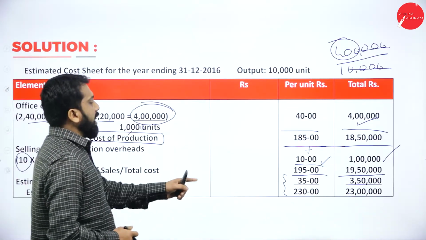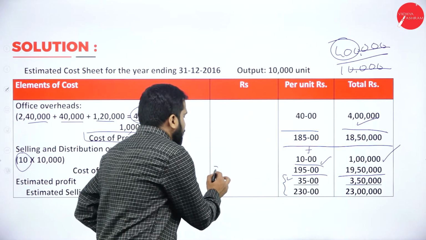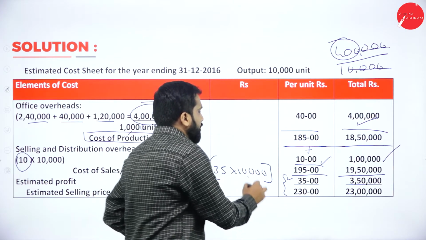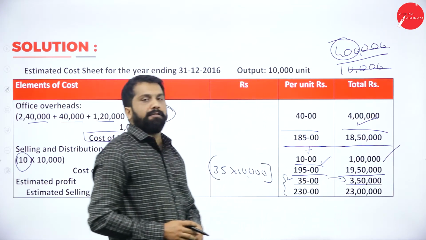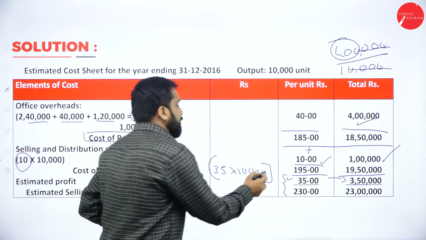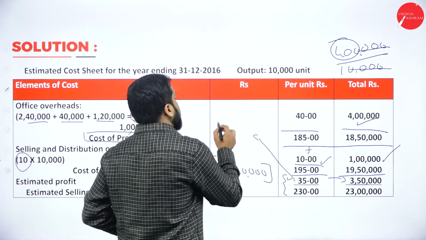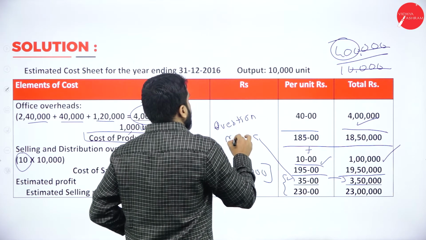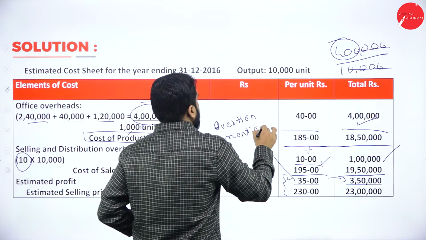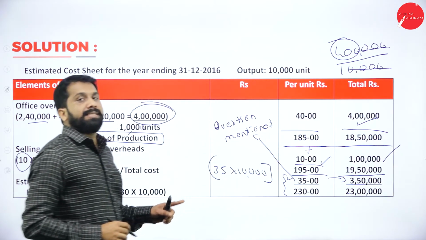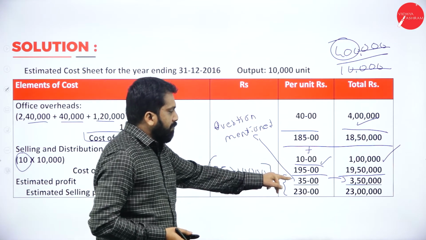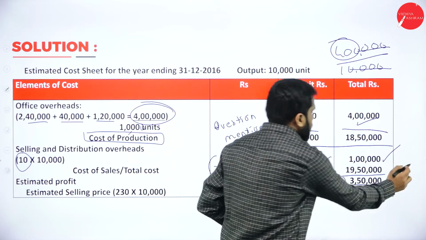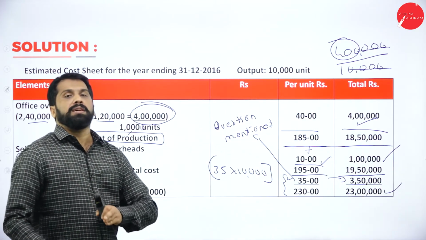Now in this, you have to take 35. 35 multiplied by 10,000 will be how much? 3,50,000. How did you get 35? This 35 you got because it is mentioned in the question, so it should remain the same. Now 195 plus 35 is 230. 230 into 10,000, you got 23 lakh. Like this you have to calculate.